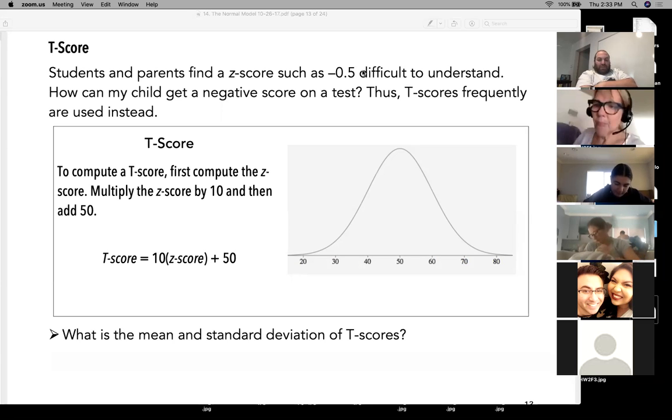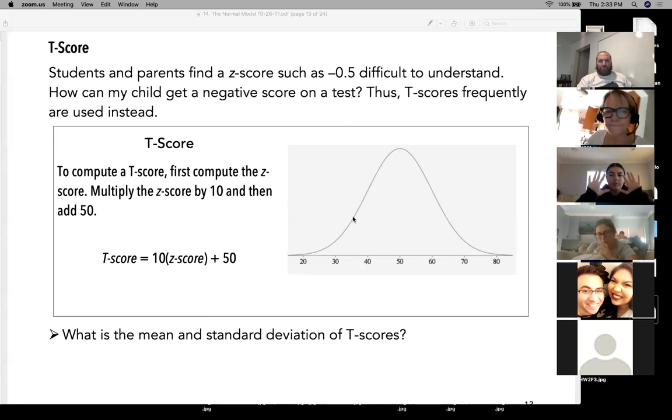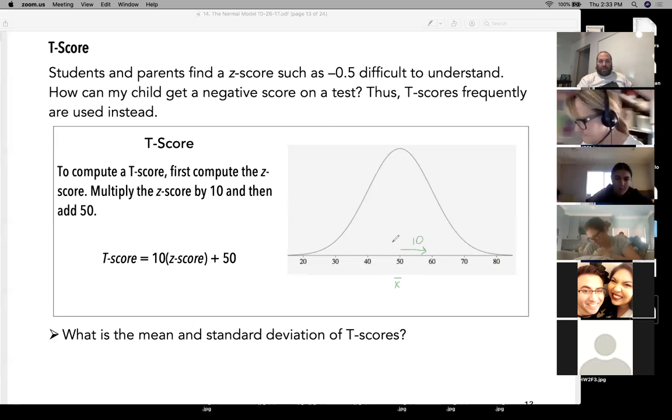So the first question we have is, what is the mean and standard deviation of t-scores? What is the mean? Look at the chart there. 50 is the mean. And what's the deviation? Look at the graph. 10. The mean is 50, and the standard deviation is 10.